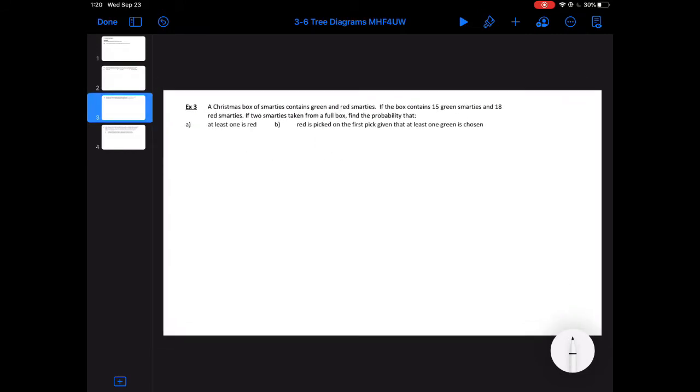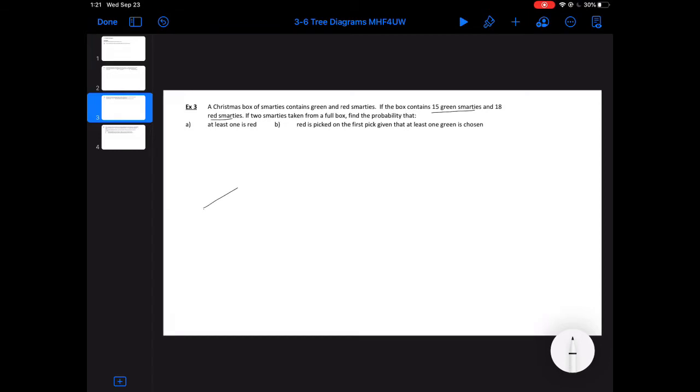Next example is about Smarties. And now what we're looking at is we're going to take something out. We're not going to put it back, which means that our probability is going to change after each round. So in the box of Smarties, we've got red and green Smarties. If the box contains 15 green and 18 red, we're going to take 2 Smarties from the full box.